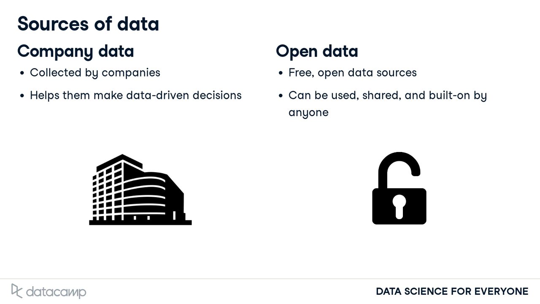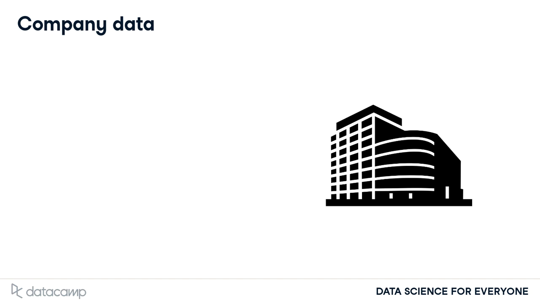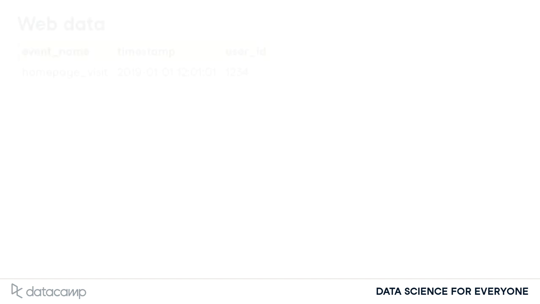Let's first take a look at company data sources. Some of the most common company sources of data are web events, survey data, customer data, logistics data, and financial transactions. Let's dive a bit deeper into web data.